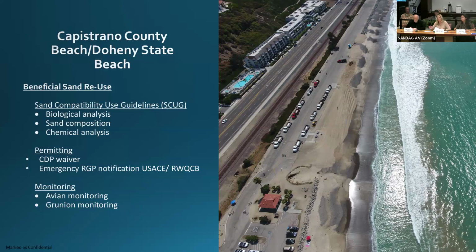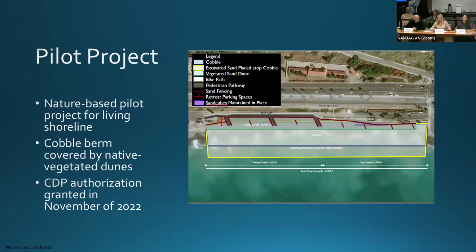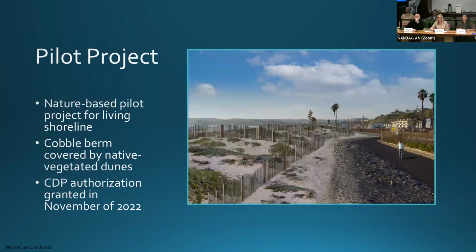It's holding up pretty well, but I just want to reiterate, we wanted to take advantage of some of the low-hanging fruit and some of these opportunities. So we were able to do that with the sand effort. In addition, as part of our midterm strategies for this area, we're looking at a pilot project, which is a nature-based shoreline living project, very similar to what Surfers Point is up in Ventura County. It's planned to be a cobble berm covered by sand and native vegetation.